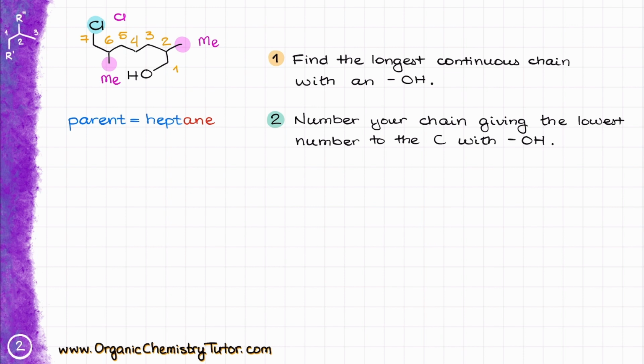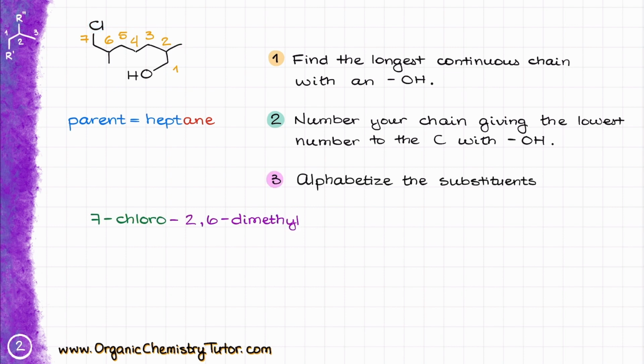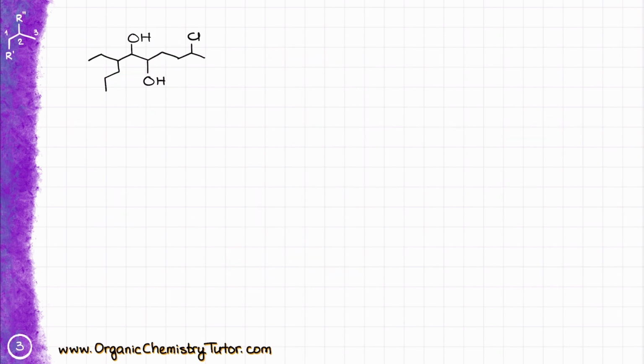Remembering that I need to alphabetize the substituents when we put the name together, I get 7-chloro-2,6-dimethylheptane, and since I need to indicate where my alcohol is sitting in the molecule, I'm going to add 1-ol to the end of our name, giving me the complete name of 7-chloro-2,6-dimethylheptan-1-ol. And remember that the numeric prefixes like di do not count for the alphabetical order. So when we are alphabetizing our substituents in this case, it is going to be M for the methyl versus C for the chloro.